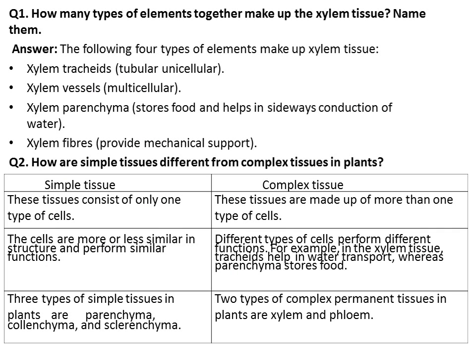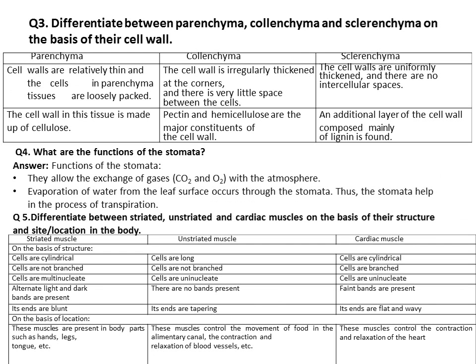Now there are again some questions related to the chapter for which I think I should provide you the complete answer. It will be easier for you to write it. You can take the screenshot of these questions: what are the elements of xylem tissue, and how simple tissues and complex tissues are different from one another. Another slide shows you the difference between parenchyma, collenchyma and sclerenchyma, the function of stomata, and differences between striated, non-striated and cardiac muscles. These are the common questions formed from this chapter. That's why I have shown them in slide form.